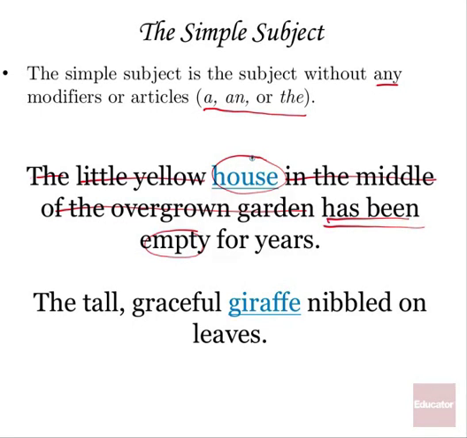The tall, graceful giraffe nibbled on leaves. Well, we know that nibbled is our verb here. It's the action. The giraffe is what's performing that action. And the is an article, tall is an adjective, graceful is an adjective, and on leaves is a prepositional phrase, although it's actually modifying nibbled.